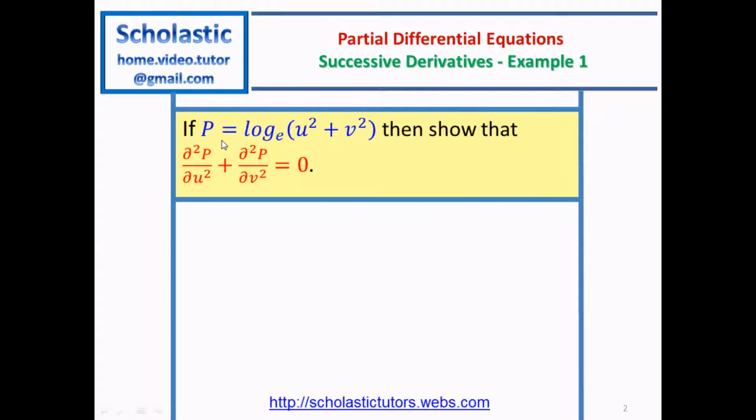If P is equal to log e to the base u squared plus v squared, then show that ∂²P/∂u² plus ∂²P/∂v² equals 0. Here this term is the second successive partial derivative of P with respect to u, and this term is the second successive partial derivative of P with respect to v. Let's see how we are going to tackle this problem.